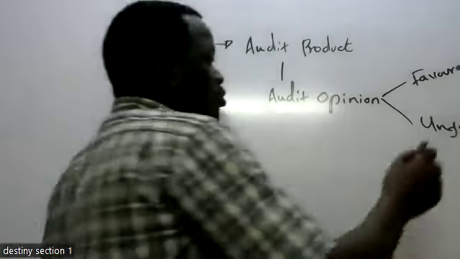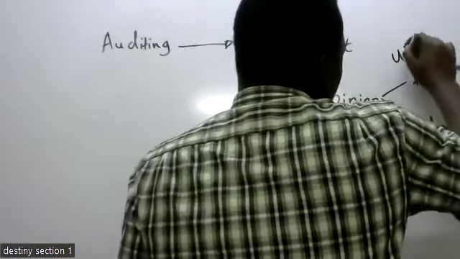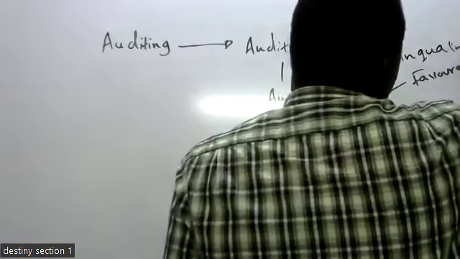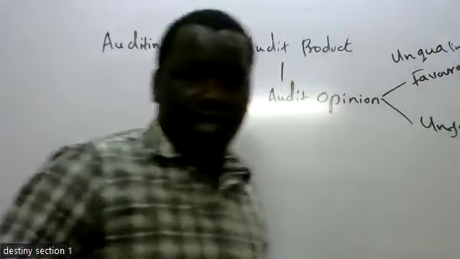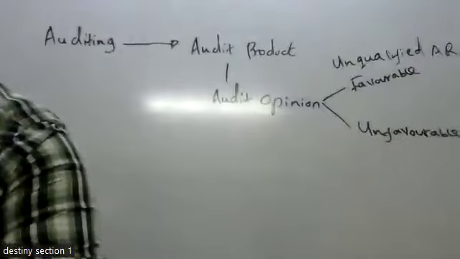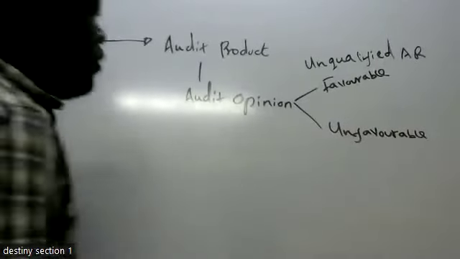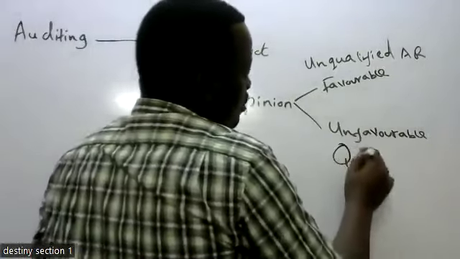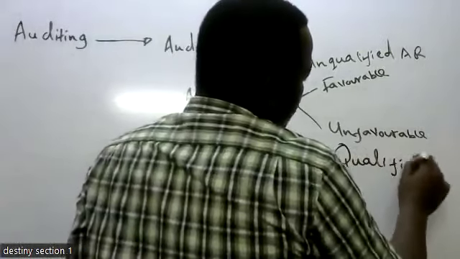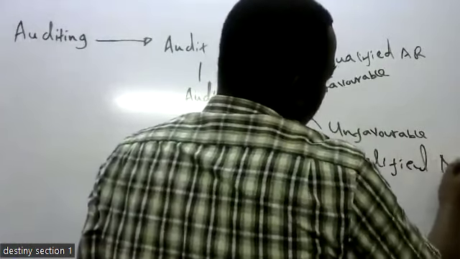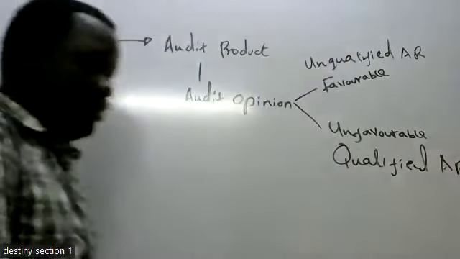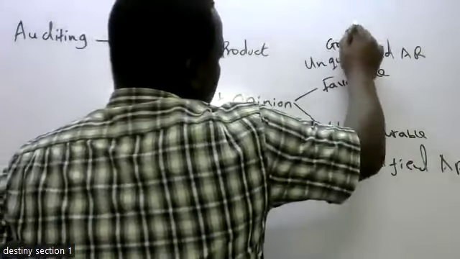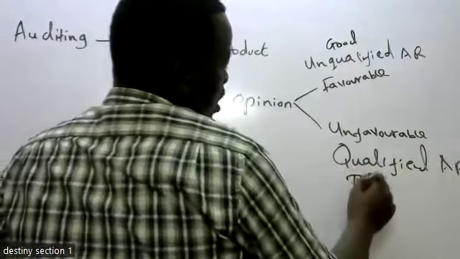So, under a favorable opinion, the auditor issues what you call an unqualified audit report. Then, when the opinion is unfavorable, the kind of report issued is a qualified auditor report. So this happens to be a good report, and this is a bad report.